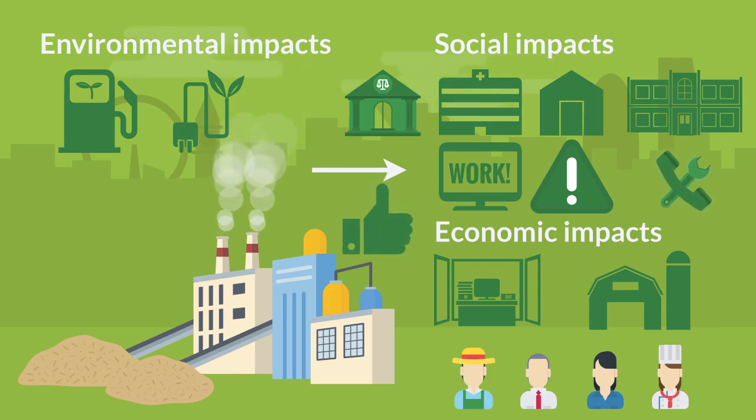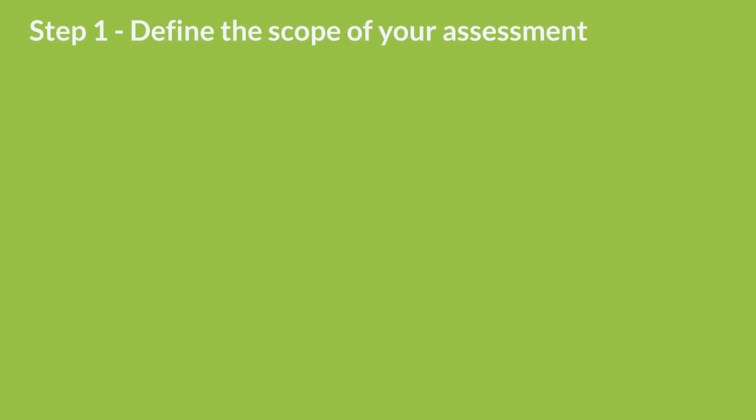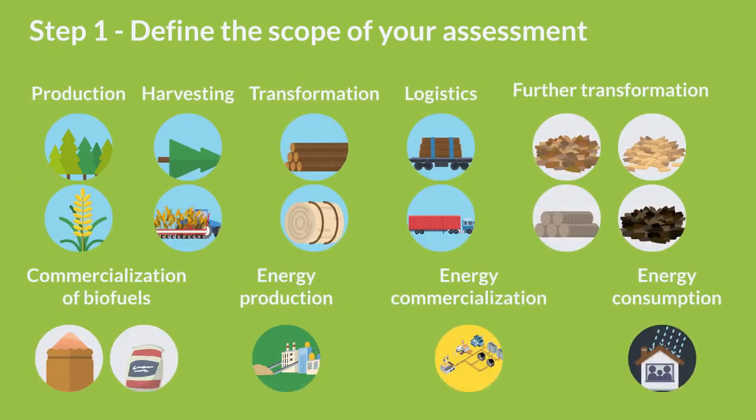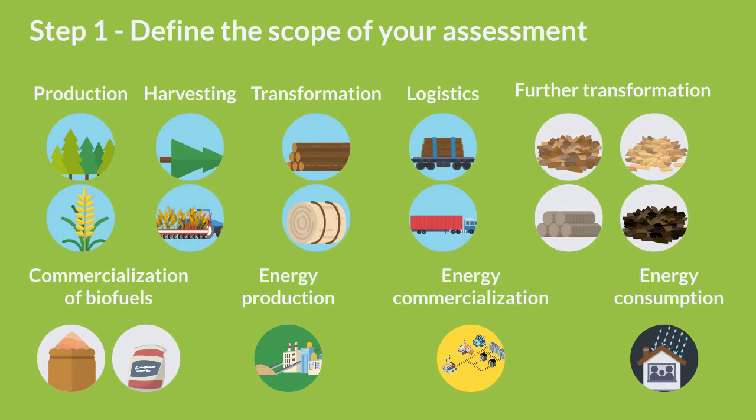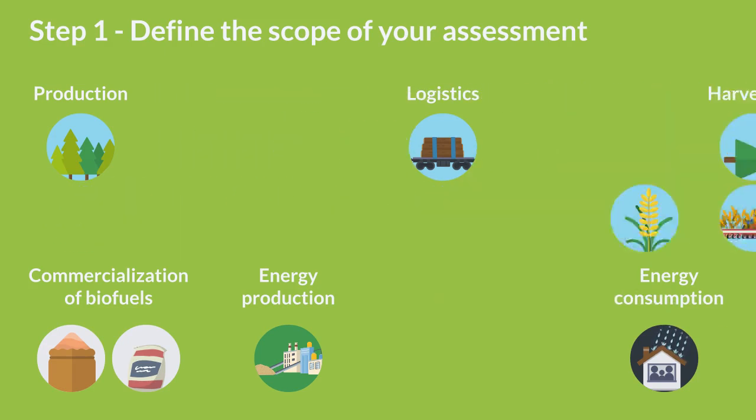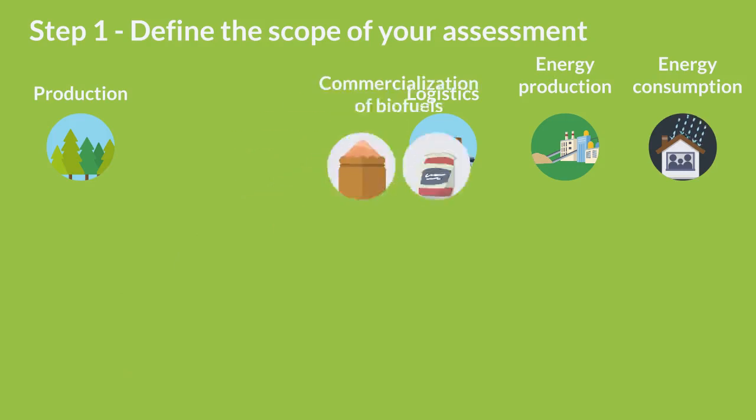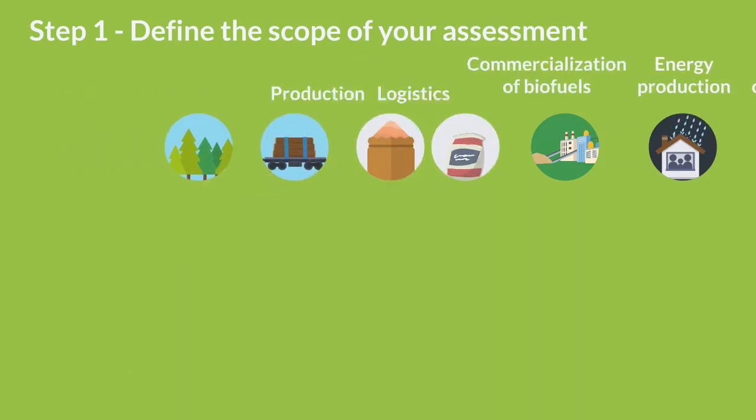Bioenergy is both an engine of development and a source of problems. Therefore, it is time to make an analysis. We will do it in 3 steps. Step 1. Define the scope of your assessment. For a biomass project, it could be interesting to analyze the whole supply chain. However, resources are limited. As a result, prioritization is key. Select the parts of the supply chain that your study will focus on.